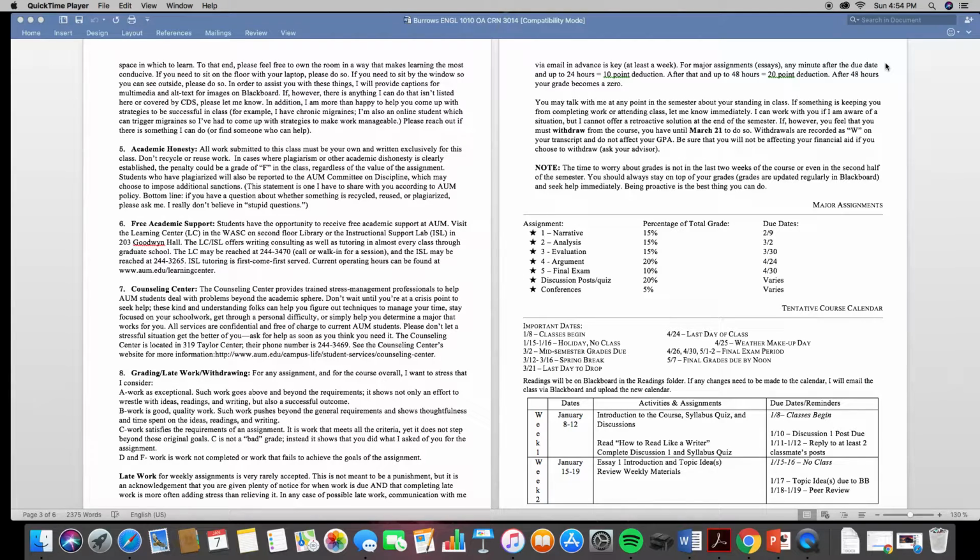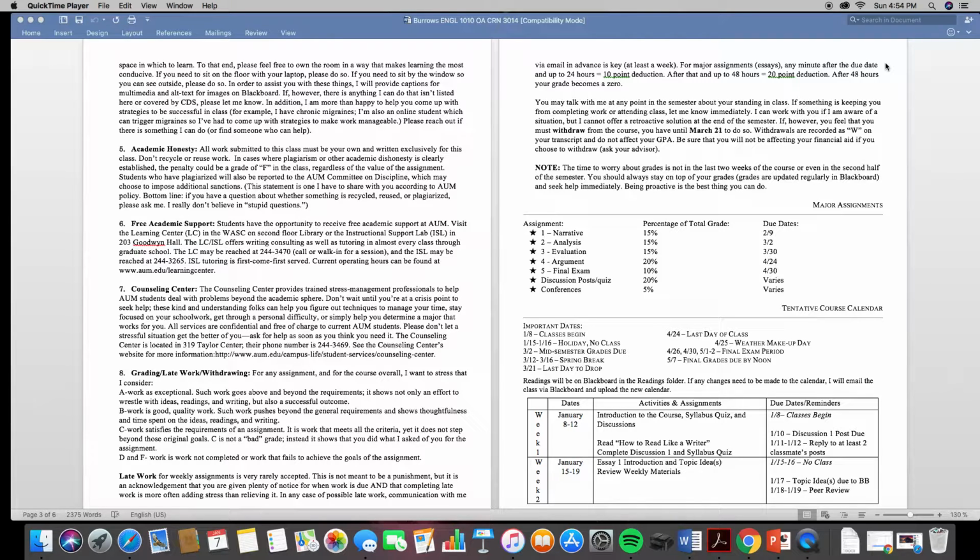Okay, so for major assignments, which are your essays, any minute after the due date and up to 24 hours, you lose 10 points. After that, and up to 48 hours, you lose another 10 points, so that's a 20-point total deduction. After 48 hours, you get an automatic 0, even if you turn it in 1 minute after the 48-hour mark, okay? Trying to catch up with late work is really difficult, especially in an online class. So there's no real wiggle room on the rules here. That's why it's really important that you read the syllabus, okay?